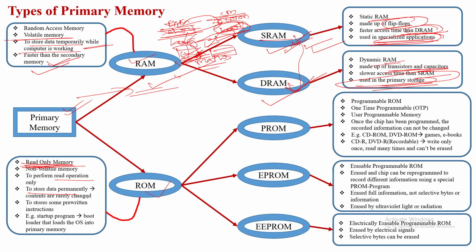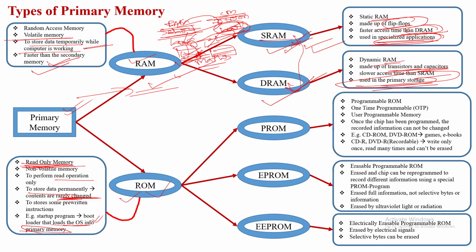Which type of data will it store? Whatever contents are rarely changed, just like our bootloader. The bootloader loads the operating system into primary memory. So it is the startup program. Whenever we start the computer, you can see the booting program running. So this is the bootloader.